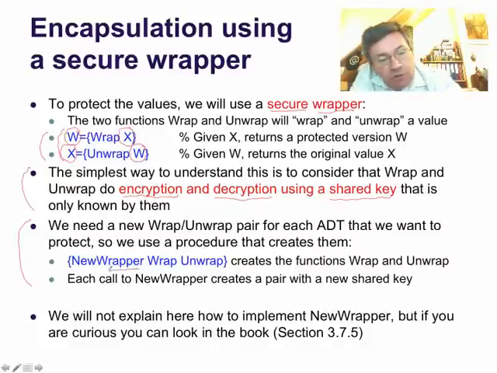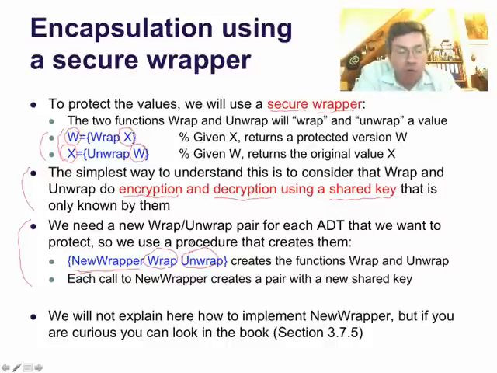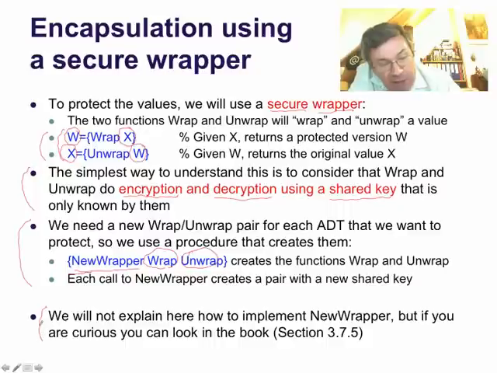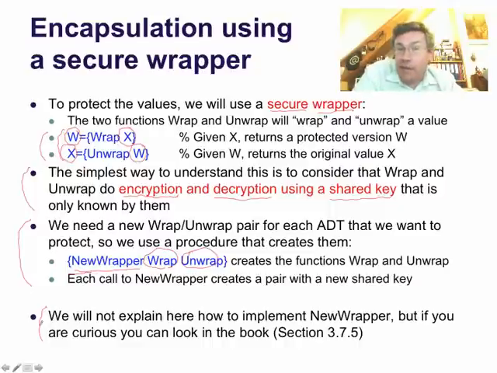So we introduce a function, a procedure, because it has 2 results, new wrapper, which creates these 2 functions, the pair unwrap and wrap, each time you call it, with a new shared key. So each time you call new wrapper, it creates a new key and then builds wrap and unwrap functions based on this key. I'm not going to explain here how new wrapper is implemented. If you are curious, you can look in the book. It's actually not too complicated, and it does in fact use a secret key, which is called a name. But this is explained in the book. You can look at section 3.7.5 if you want to understand that.